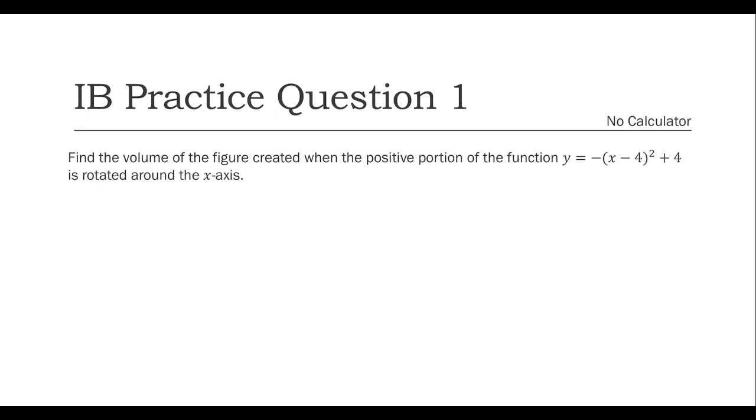So here we have our first IB practice question, which is no calculator. It says, find the volume of the figure created when the positive portion of the function y equals negative (x minus 4) squared plus 4 is rotated around the x-axis. So we have a quadratic. Our vertex is going to be when x equals 4 and y equals 4. And then it's negative, so it's been reflected.